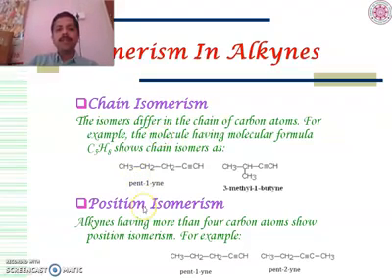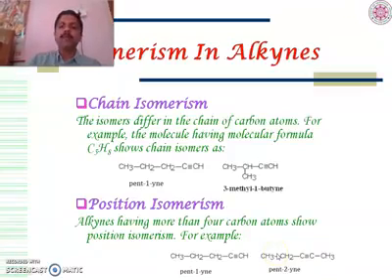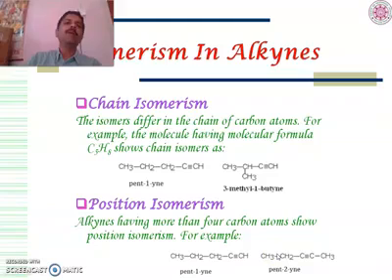In position isomerism, we see that the position of the triple bond is different in the different molecules. Here both are pentane chains, but in one the position of the triple bond is 1 and in the other the position of the triple bond is 2. That's why one is known as pent-1-yne and this one is known as pent-2-yne. So this type of isomerism is known as position isomerism, where the position of the double or triple bond is different but the molecular formula remains the same.